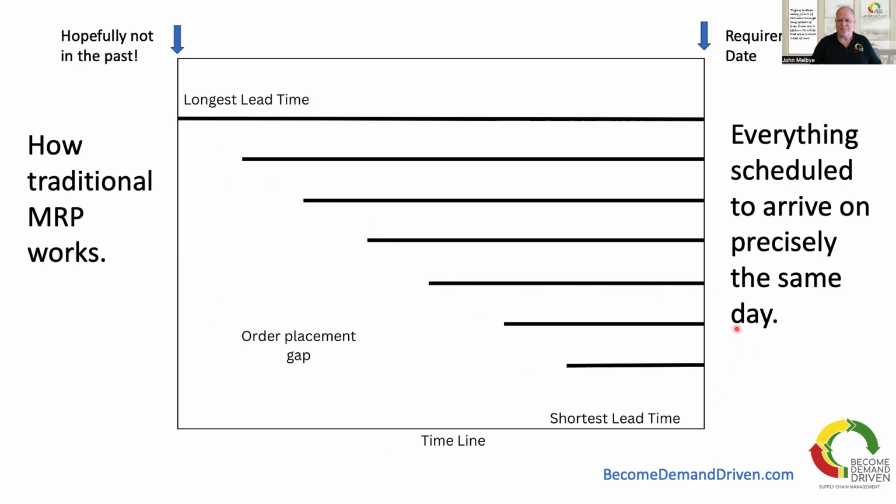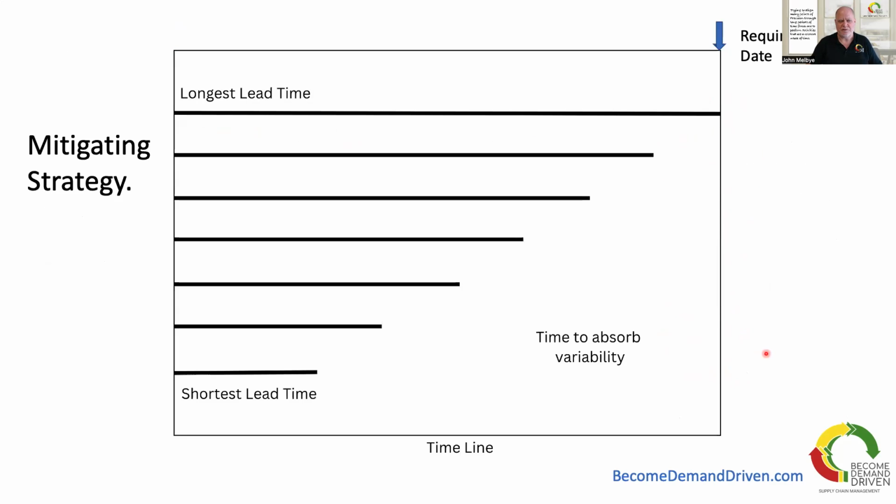Now, for those of you that have been around supply chain or even just living in the world, the more parts that we have and the longer these lead times become, the less likely it is that everything's going to go according to plan and that things will arrive on precisely the same day or precisely when we need them. So if I start with that as my concept, that this is an impossible scenario, then I said, what if we think about it slightly differently?